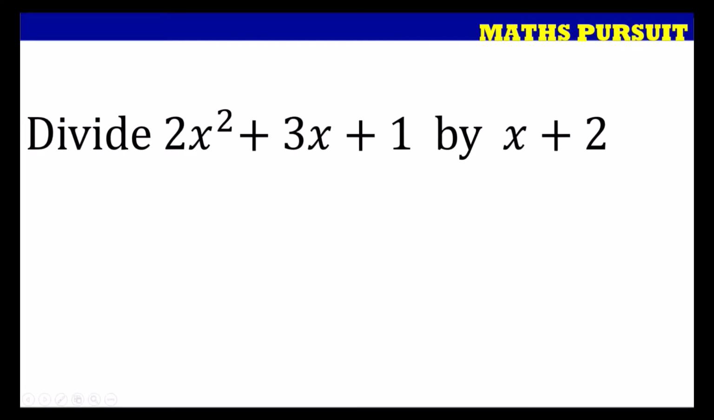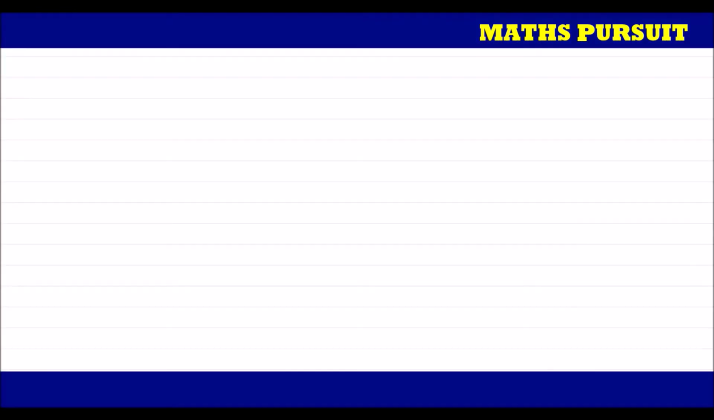The given question is divide 2x to the power 2 plus 3x plus 1 by x plus 2. So guys, you could see that here there is a quadratic equation and here there is a linear equation. So we are going to divide a quadratic equation with a linear equation. So let's see how we are moving ahead and how we are solving this type of division. The question has given us two things. One a quadratic equation and one a linear equation.